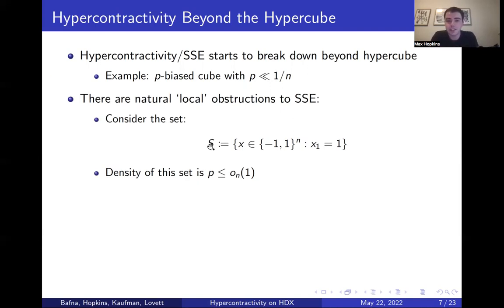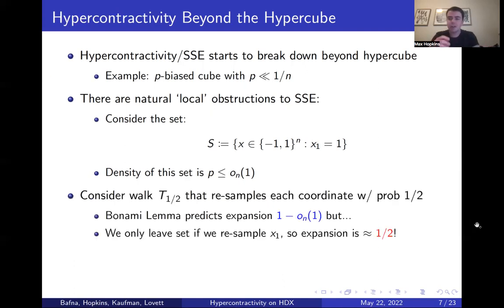So to see this, let's consider the set S, which is just all of the binary strings which have 1 as their first coordinate, right? So this is the dictator on coordinate 1. And because we're in the p-biased distribution, the density of this set is really small, right? The probability that the first coordinate is 1 is p. So this is a set of measure p, which we're thinking of as quite small. But let's directly look at the expansion of this set with respect to, say, T_{1/2}, which is the walk that resamples each coordinate with probability 1/2. So with probability 1/2, you leave the coordinate as is. Otherwise, you resample it with respect to the conditional distribution.